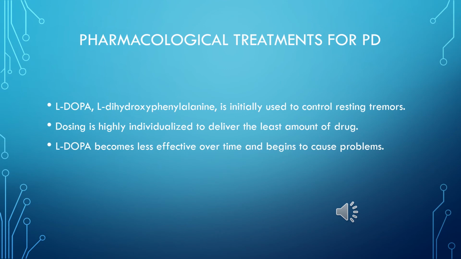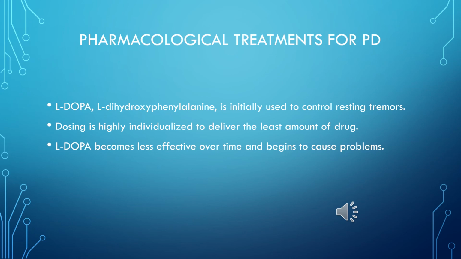Now we're going to look at some of the pharmacological treatments for Parkinson's disease. The first one is L-DOPA. The other name for it is L-dihydroxyphenylalanine. And it's initially the drug used to control the characteristic tremors, rigidity, bradykinesia, and gait problems.